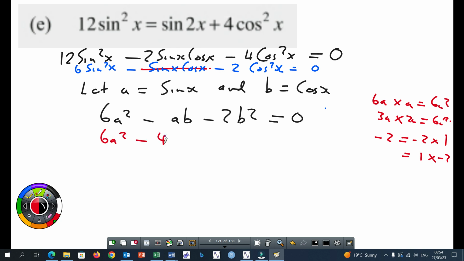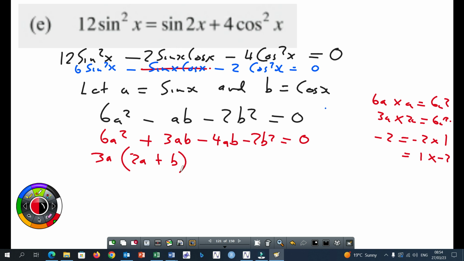So 6a squared minus 4a, okay, let me write it as 6a squared plus 3ab minus 4ab minus 2b squared equal to 0. So I'll get 3a times 2a plus b, right? Then here I'll get minus 2b times 2a plus b. Okay? This is equal to 0.